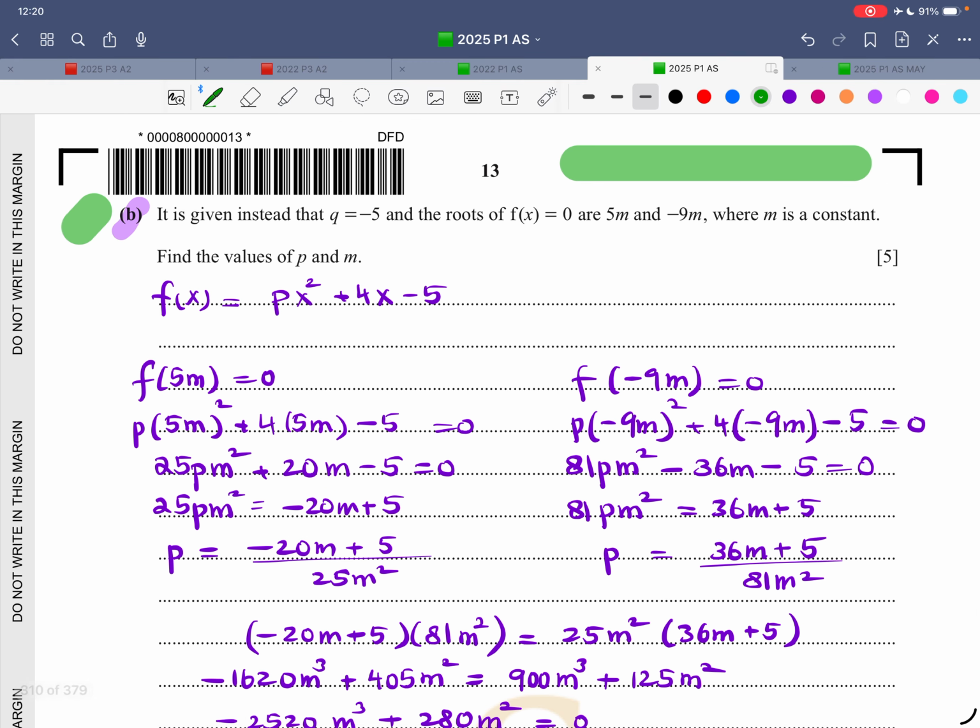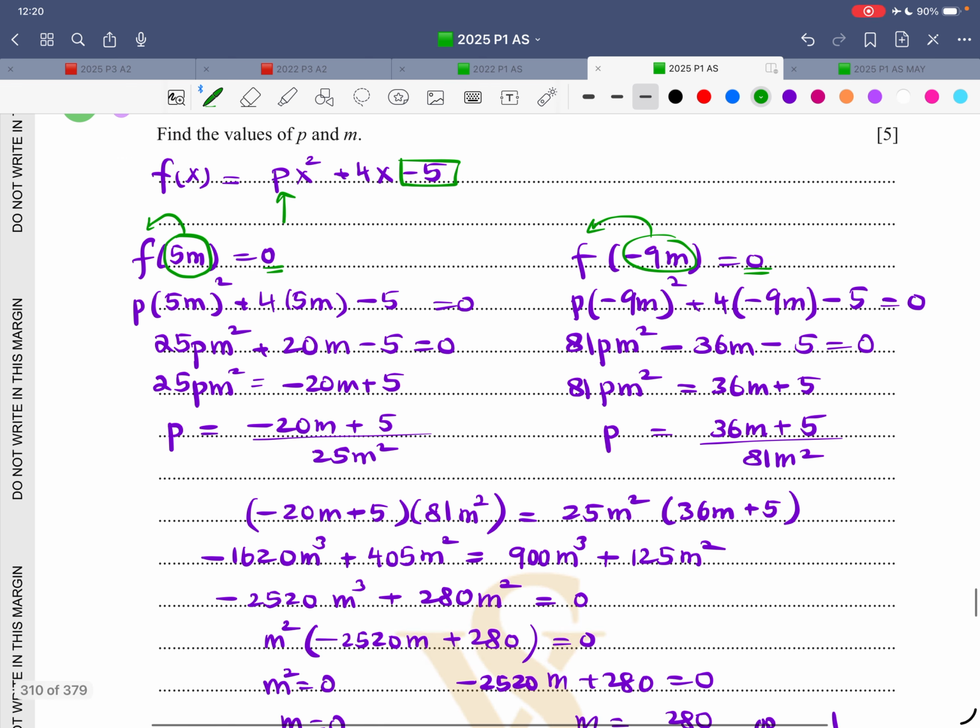Now it is given instead. What is given now? It is given instead that Q is negative 5. So only Q is replaced. So now over here, the Q is replaced. P is still unknown. And it says the roots of f(x) equals 0 are 5m and negative 9m. That means root means if I plug in this x coordinate in the function, the y value is 0. If I plug in negative 9m, y value is 0. The function value is 0.